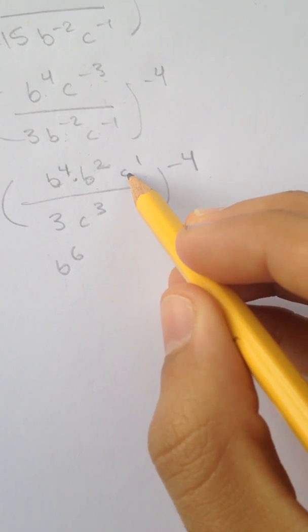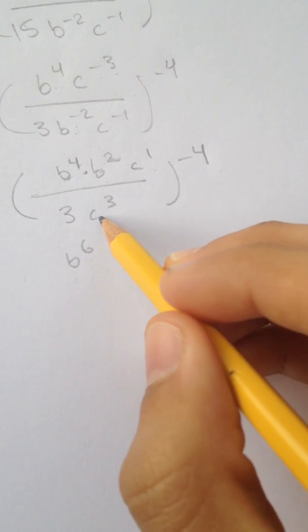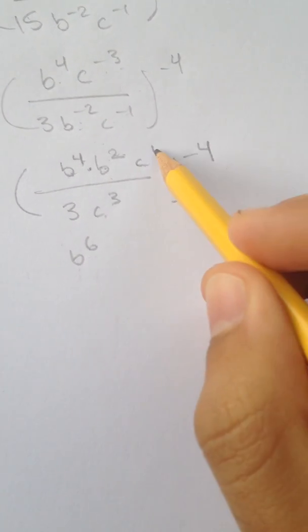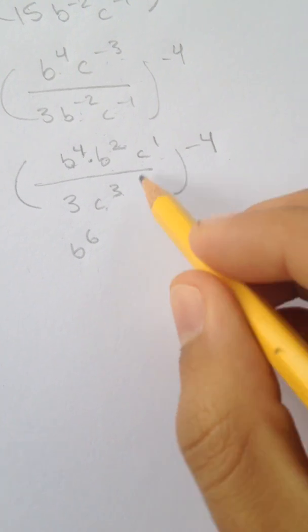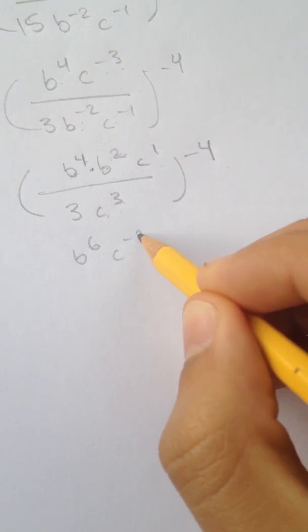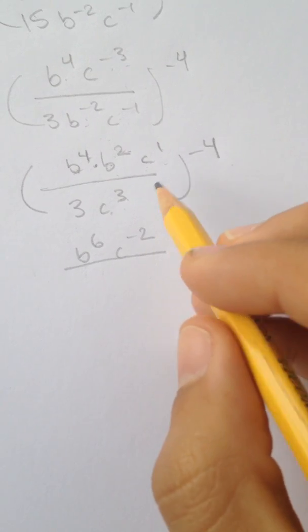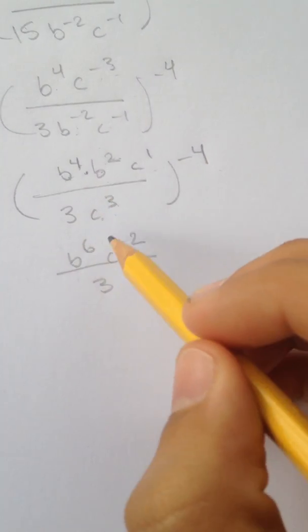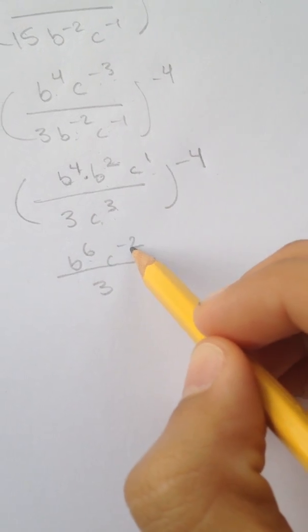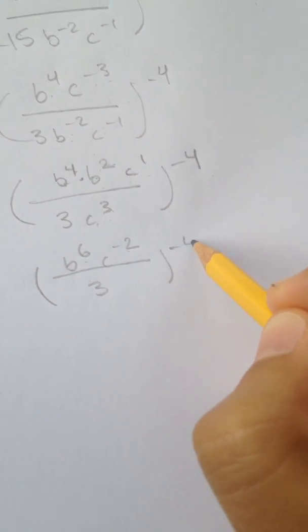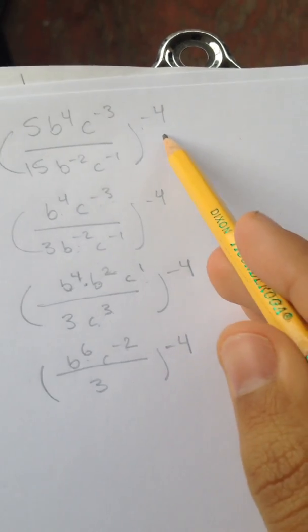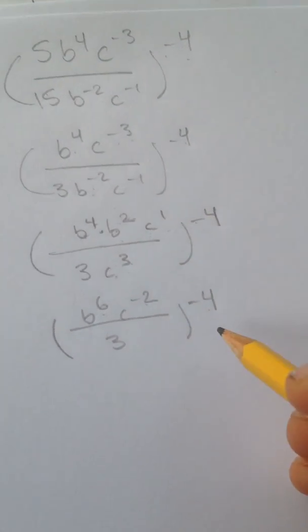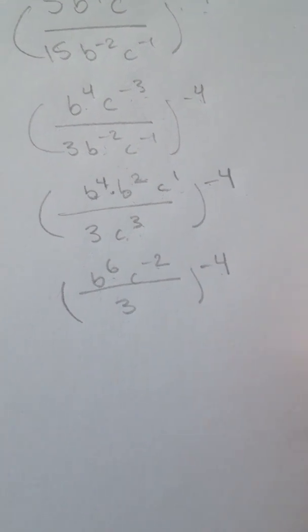Here, we have the same letter being divided. Exponent law says I subtract their exponents. So 1 minus 3, negative 2, over 3, right? And I always bring the negative 4 down. If I didn't bring it down, I'd be changing the problem, and that wouldn't be alright.